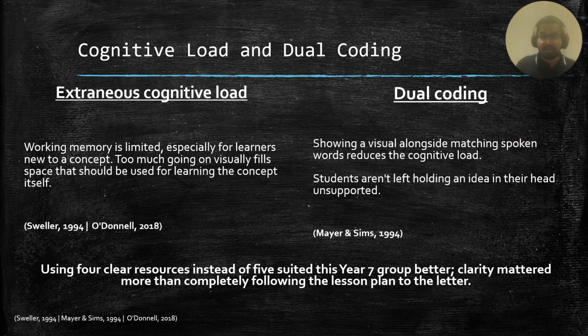Mayer and Sims' research does build on this, showing that a visual with corresponding spoken words reduces the cognitive load, so the students are not left holding an idea in their head unsupported. Using 4 clear resources instead of 5 suited the Year 7 group better, as clarity mattered more than following the lesson plan to the letter.